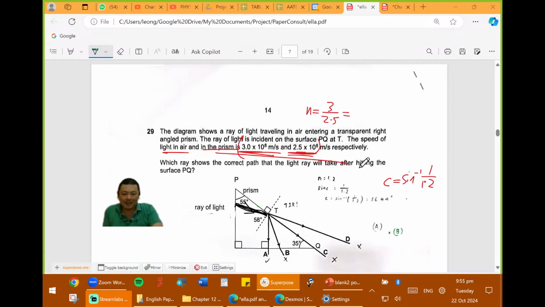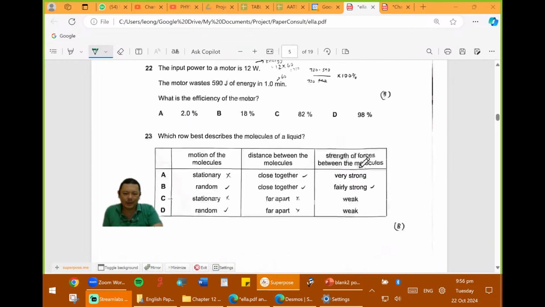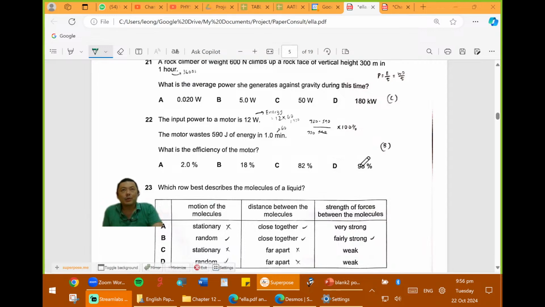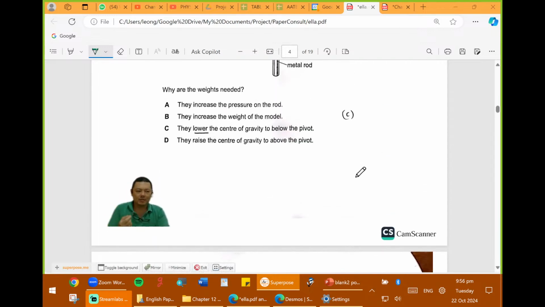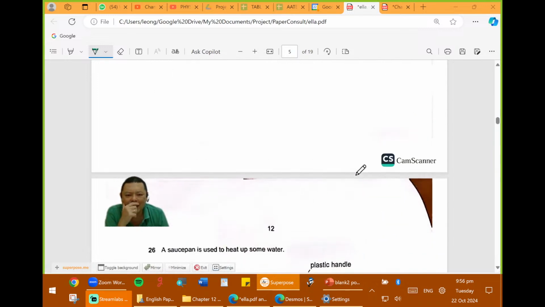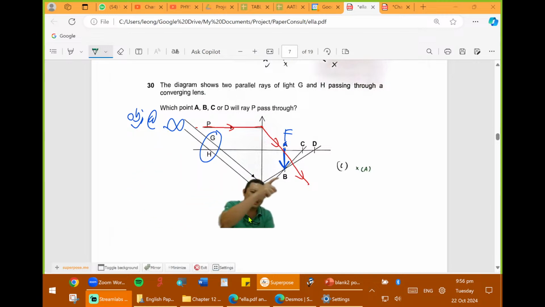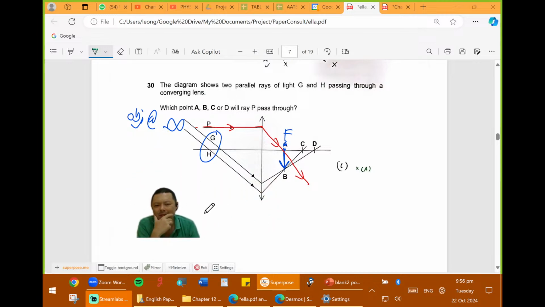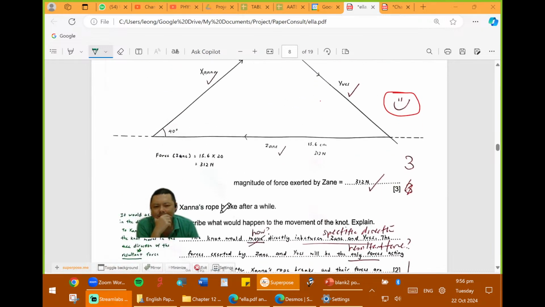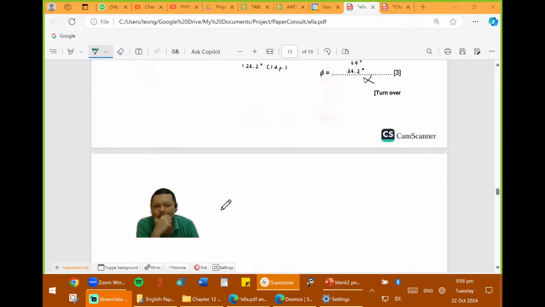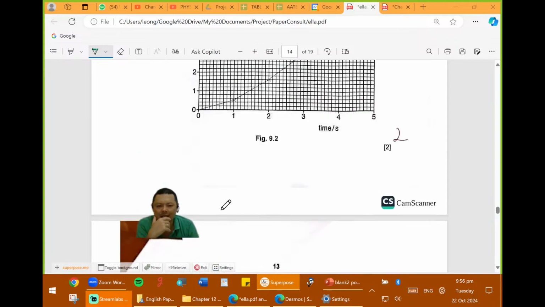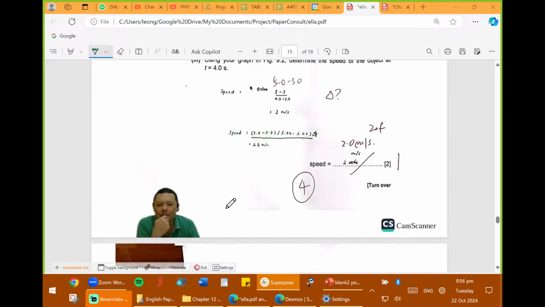So I got a weird sense. For example, in kinematics, you were supposed to draw the graph, but never drew. Then this light question, object at infinity, image at f. I've said it quite a few times already. And then that question on the moments question. There's a standard procedure to solving those kind of questions.